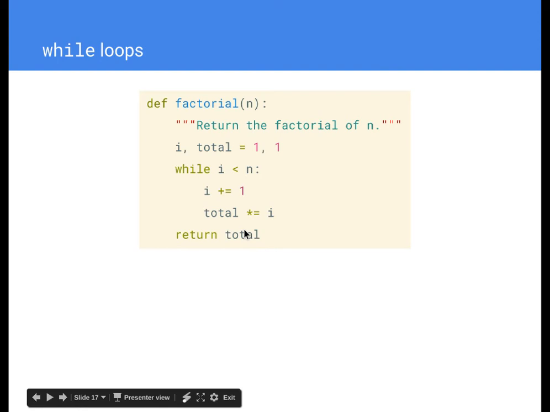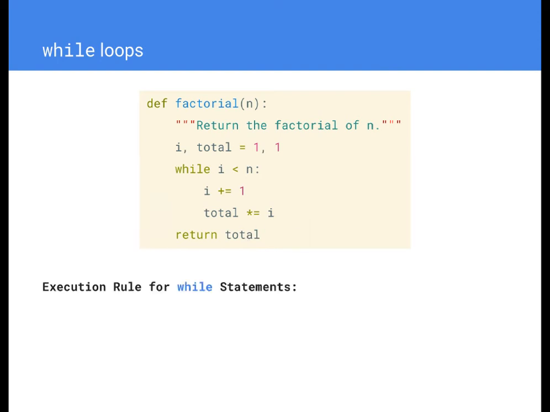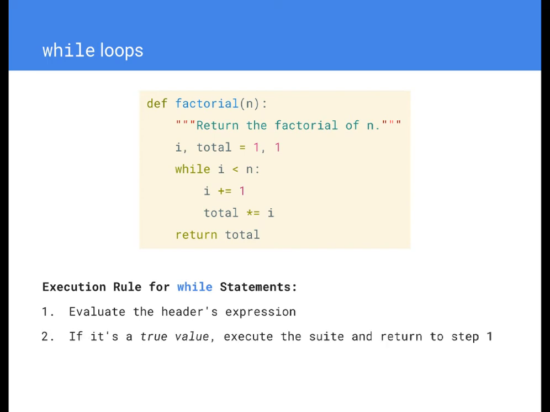To give you the rules again, the way it works is we first evaluate the header's expression. And then if it's a true value, execute the suite and return to step 1. The header's expression we're concerned with is that little Boolean expression over there, i less than n. We want to check if that's true. And if it's true, we go inside the body or the suite, and we keep on evaluating inside. So we execute the suite, and then once we finish the suite, we go back to the while condition and check again.